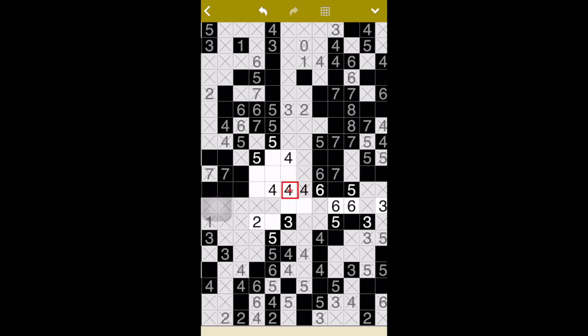4 and a 4, right? Same number, 2 black, 1 gray spaces. 1 gray, so I need to have 2 black spaces here. Okay, that's right. Difference of 2, 6 and 4, right? I have 1 black space. That's the most number of black spaces I could have. So I need to have 3 on the right column.